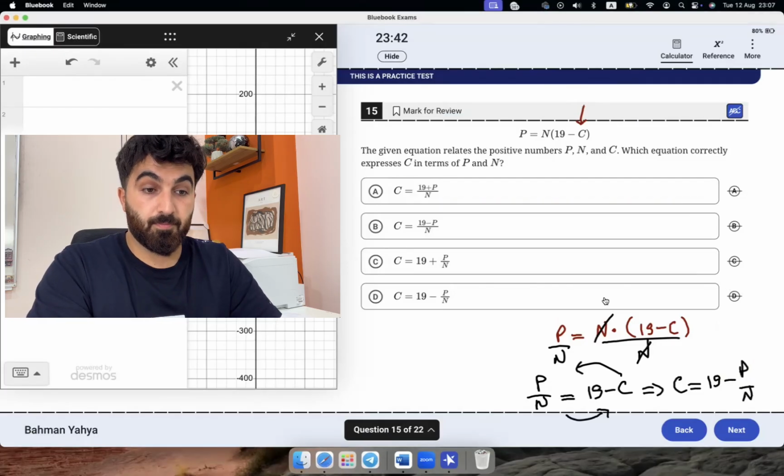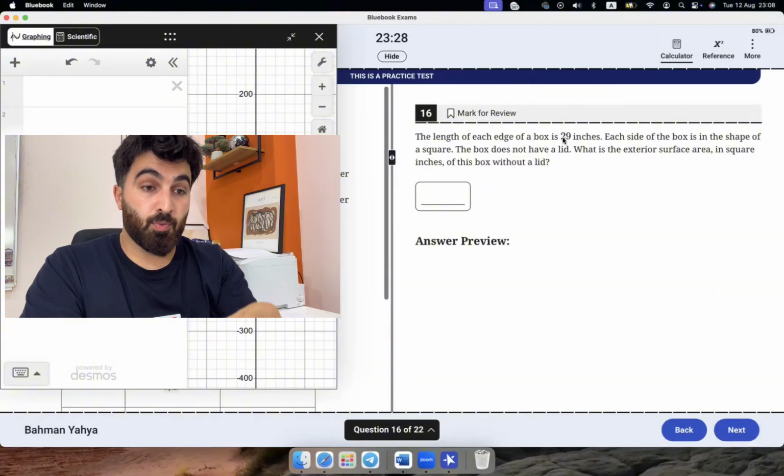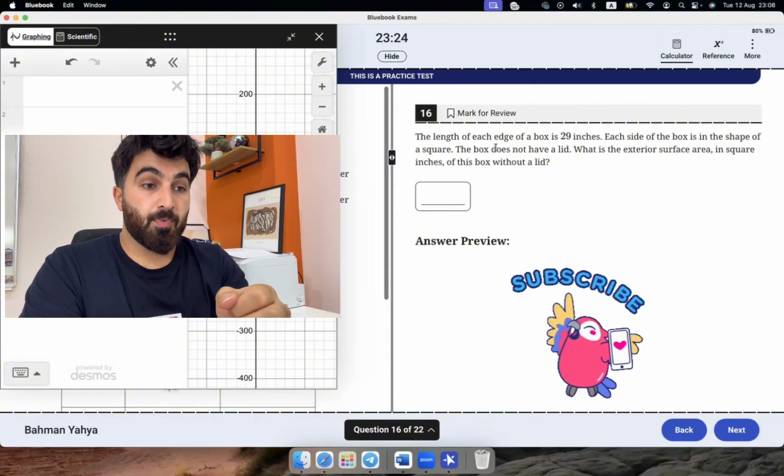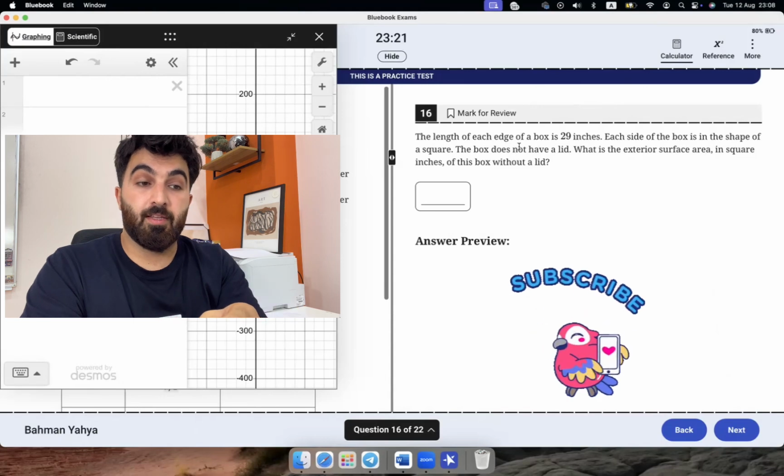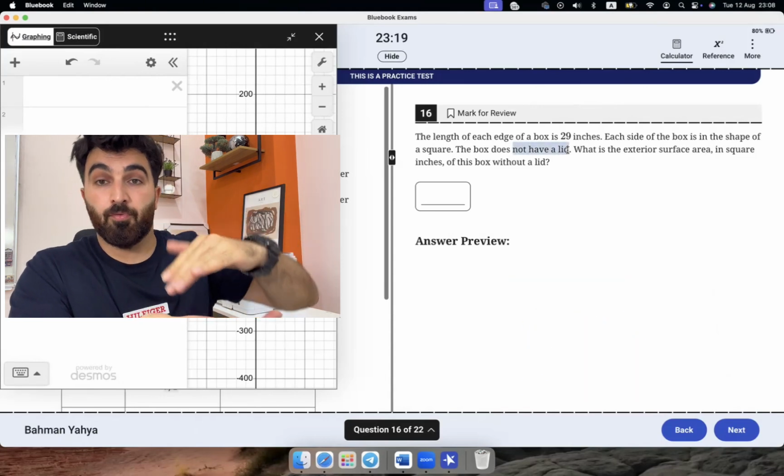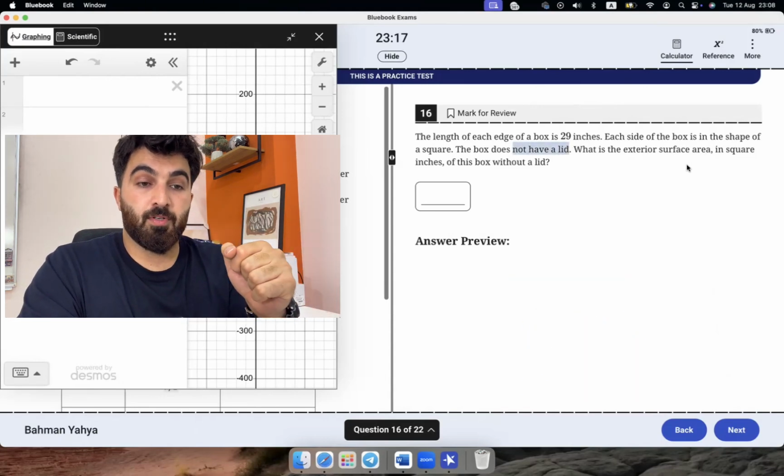Length of each edge of the box is 29 inches. Each side of the box is in the shape of a square. The box does not have a lid. The lid is the top of the box. What is the exterior surface area?